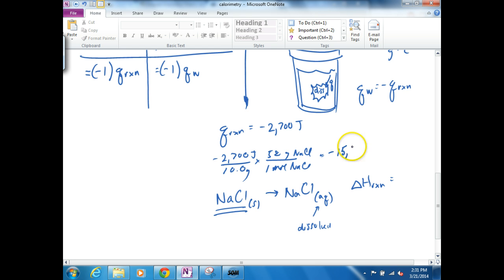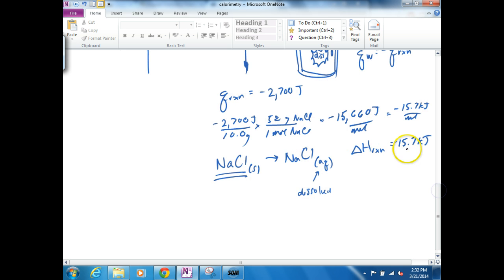This would be 15,660 joules per mole, and with proper sig figs we're more like 2 or 3 here, so I'll just say, and I'm going to change this to kilojoules, 15.7 kilojoules per mole. So that's what I would write here, except I'm not going to write per mole here. I'm just going to write negative 15.7 kilojoules.